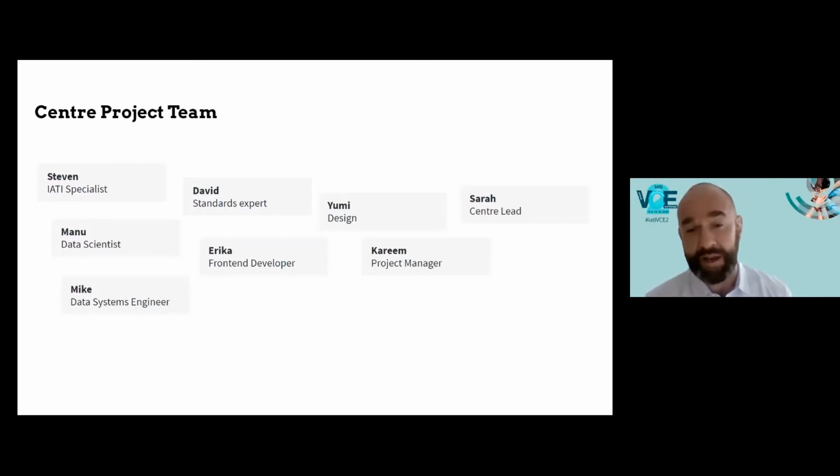Yumi added lots of design experience. Kareem helped us through this, and Sarah was our lead at the center. So there's lots of people involved in this project, which I thought was really interesting. And sometimes IATI projects can be very isolating and very singular. So it's great to work with a wider team.